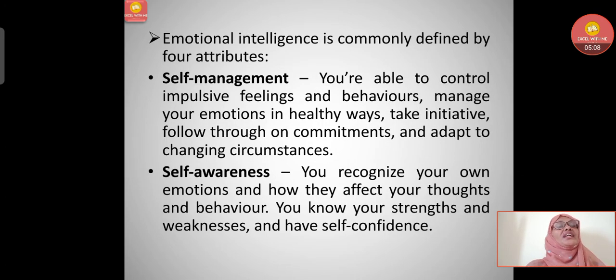Now, emotional intelligence is commonly defined by four attributes in general. Number one, self-management. You are able to control impulsive feelings and behaviors, manage your emotions in healthy ways, take initiative, follow through on commitments, and adapt to changing circumstances. So self-management is a very general attribute of emotional intelligence. And then self-awareness. We recognize ourselves, our emotions, how they affect our thoughts and behavior, and we should also understand our strengths and weaknesses and have self-confidence. That is self-awareness.